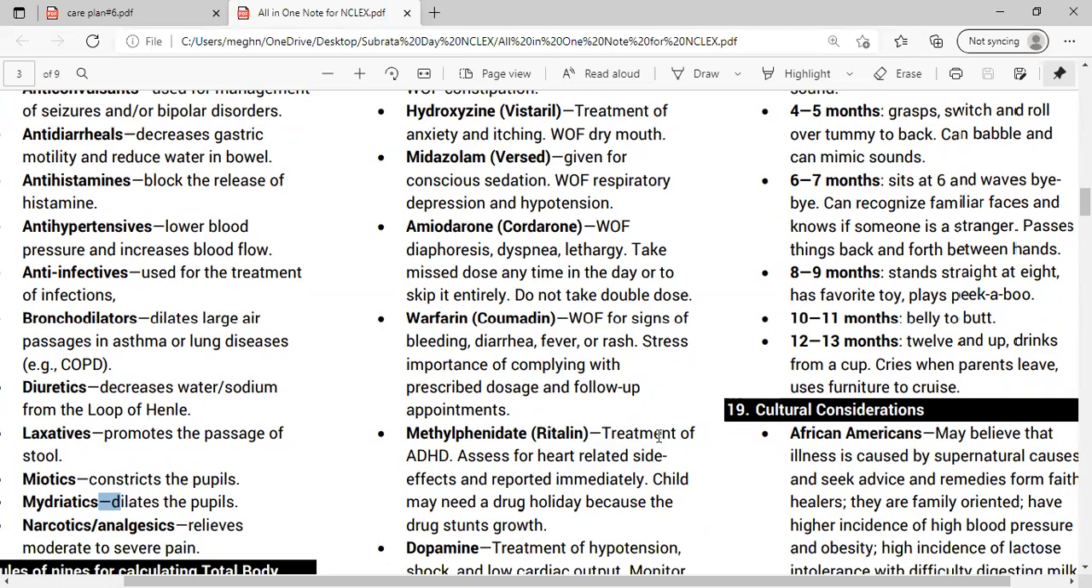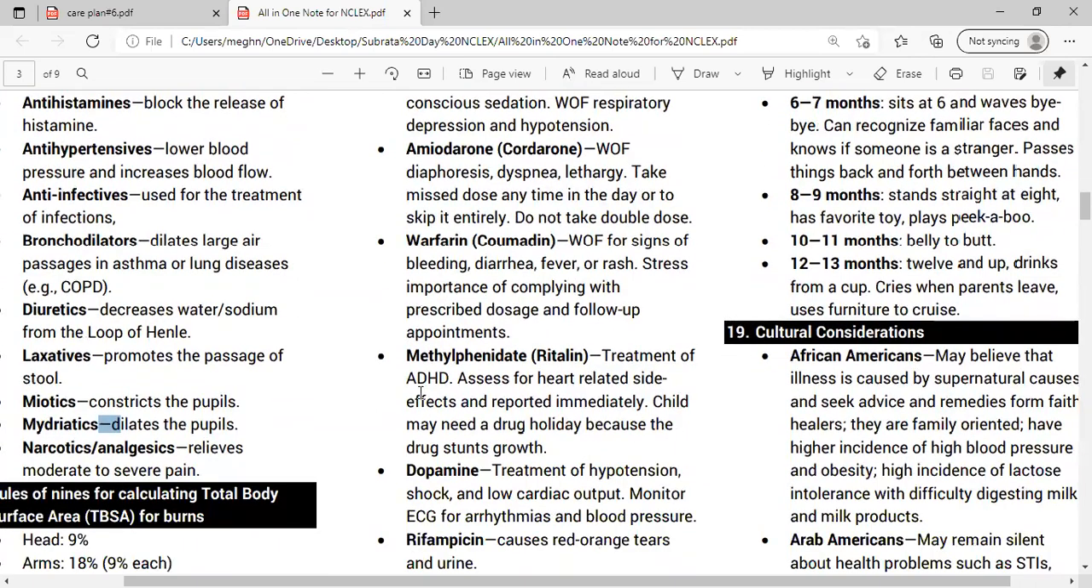Methylphenidate is a treatment for ADHD, also assessed for heart-related side effects and reported immediately. The child may need a drug holiday because the drugs stunt the growth.